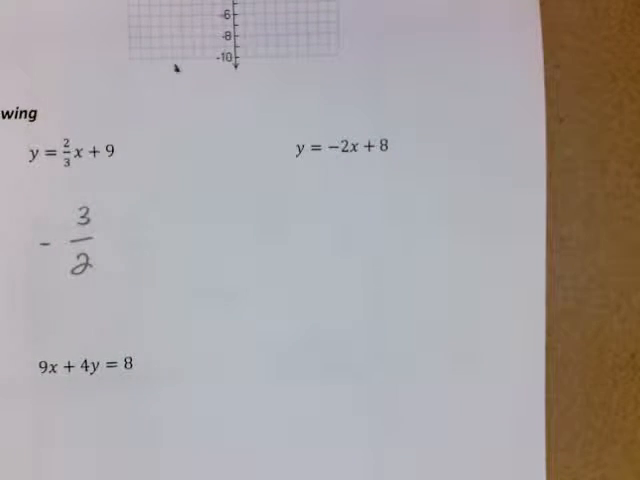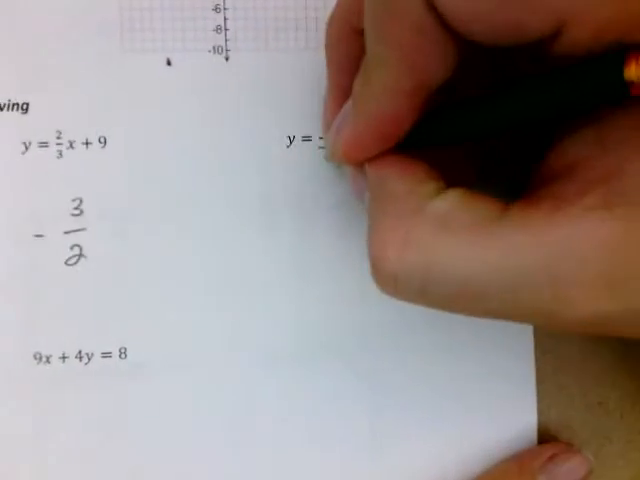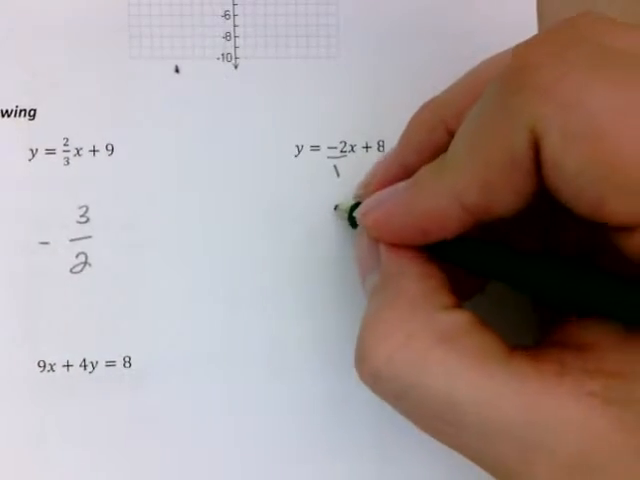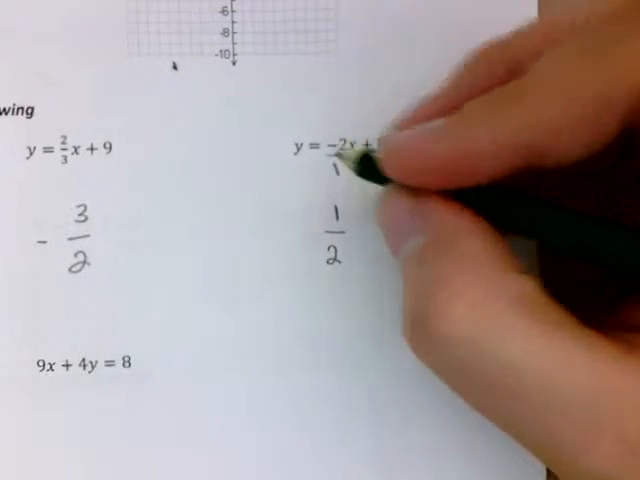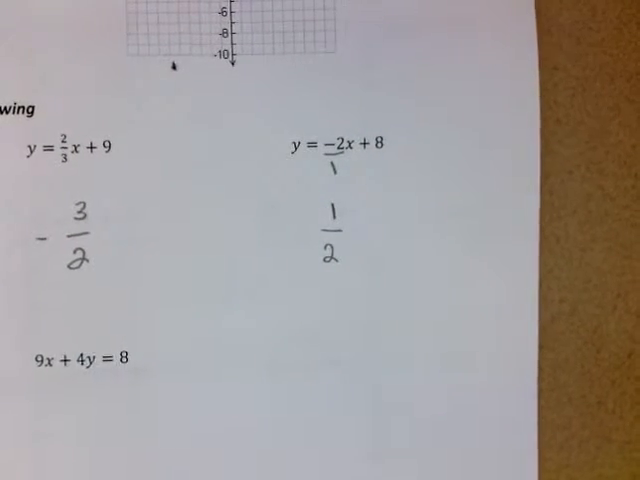The next one, negative 2. Well, it's not really in fraction form, so let's put it over 1. If I flip that, it becomes 1/2. Since this is negative, this one stays positive. That's how you find the perpendicular slope.